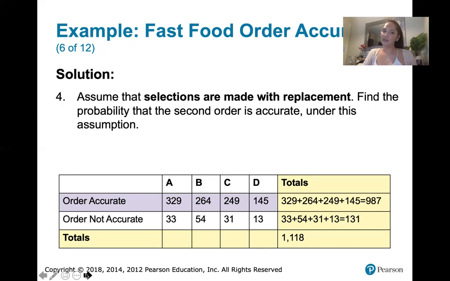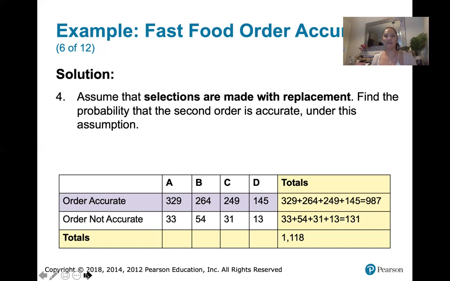Now, let's make that first assumption. We're going to assume that selections are made with replacement. So that means you can imagine putting all 1,118 orders in a hat. You've got a hat with 1,118 pieces of paper and each one represents an order. You pull one out of the hat and you ask, what's the probability of getting an accurate order? It was 987 over 1,118.